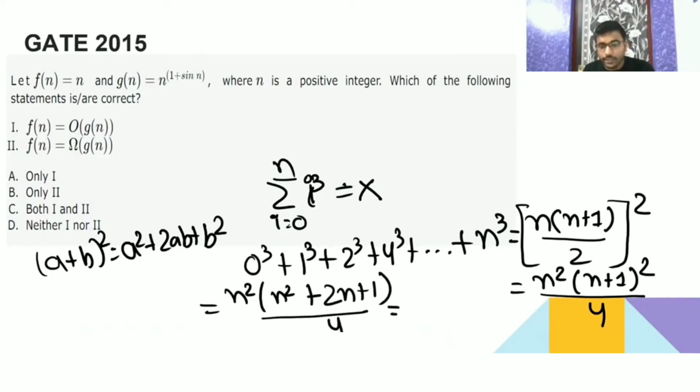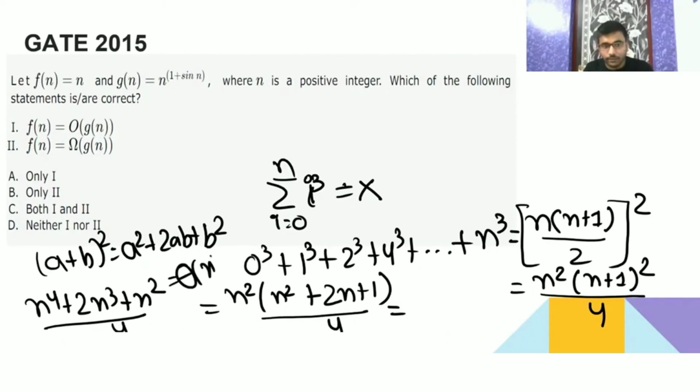Then if you do it again, it is going to be n to the power 4, then 2n to the power 3, then n square, all divided by 4. So the biggest term, the leading term, is going to be n to the power 4. So that is going to be theta n to the power 4. Always the leading term in a function is going to be the theta. Am I clear, Madhura? Madhura, is it clear to you?